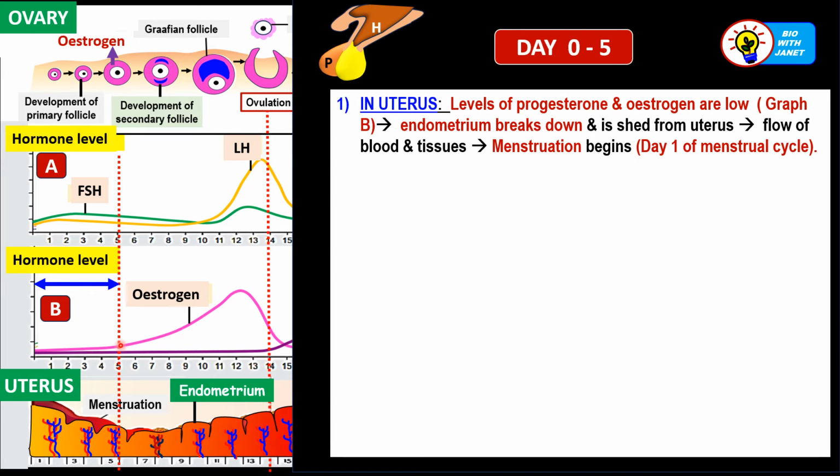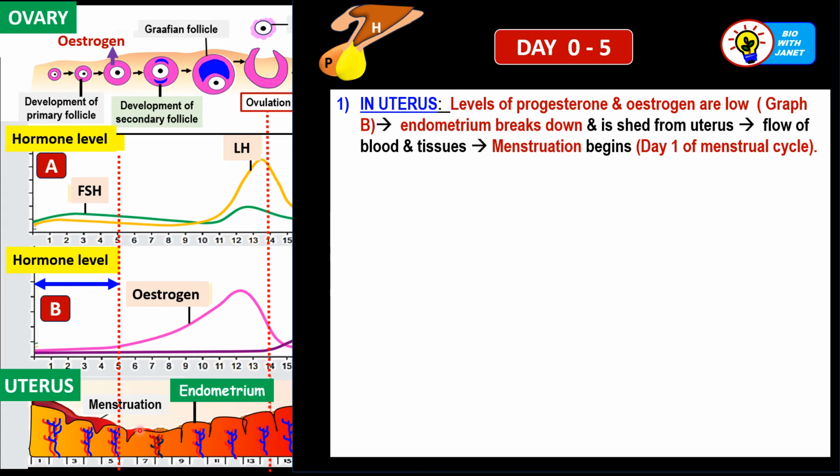Why? Because the corpus luteum from the previous menstrual cycle had degenerated, so it didn't produce much of these hormones. When the levels of progesterone and estrogen are low, the endometrium in the uterus will break down and is shed from the uterus. So you can see that the endometrium begins to thin down. The thickness decreases. This shows that the endometrium is being shed from the uterus.